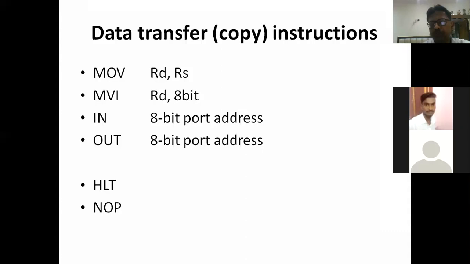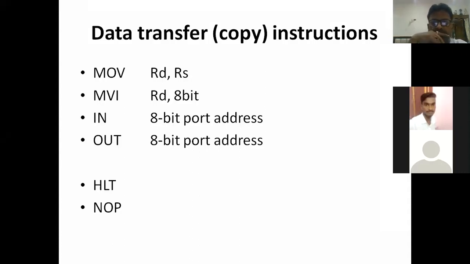One of the primary operations of 8085 is to copy the data from one place to another place, and for that we use different instructions. We are all familiar with such instructions: MOV Rd, Rs, which copies the data from the source register to the destination register. Similarly, MVI Rd, 8-bit, whenever we have to copy 8-bit data to the destination register, which has to be defined within the instruction, we use MVI.